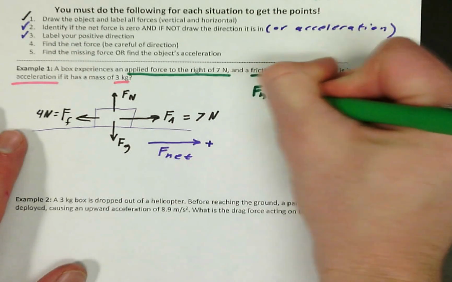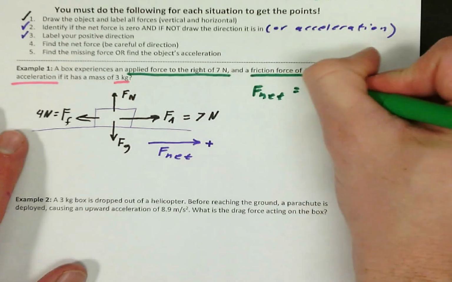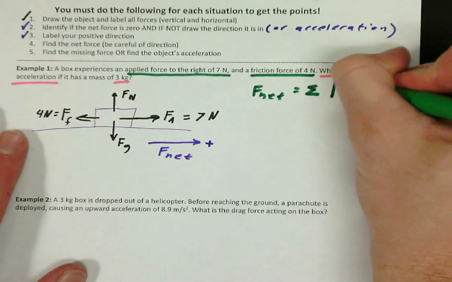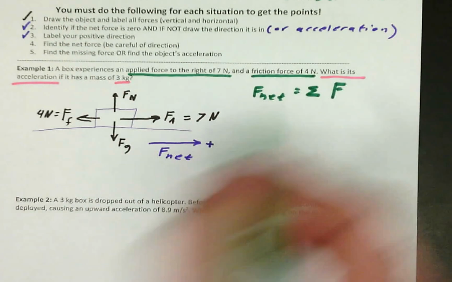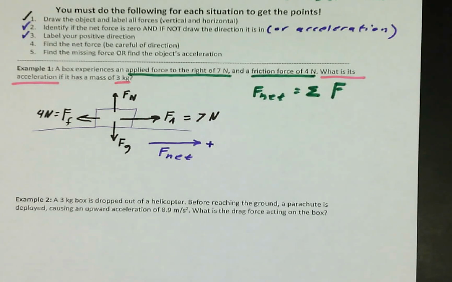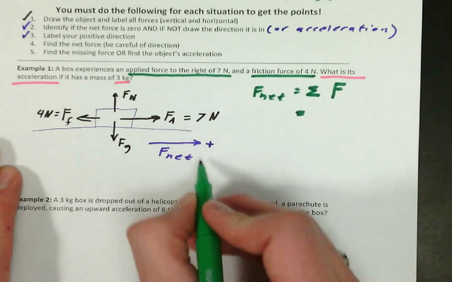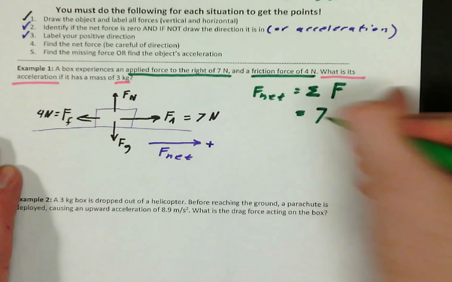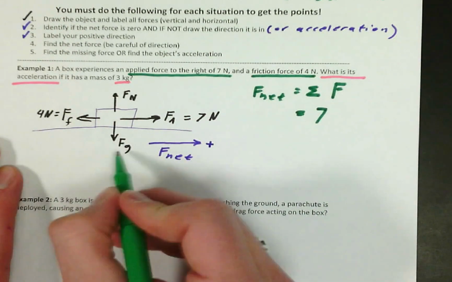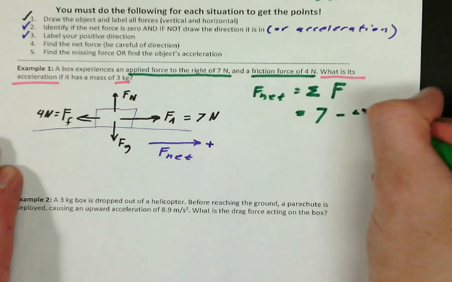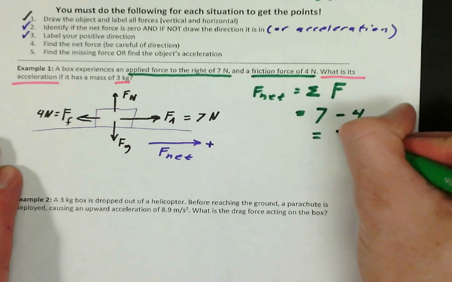F net equals sum of the forces. Again, it's the Greek letter sigma. It kind of looks like a sideways W. And all I have to do is add the forces. And the forces are 7 in the positive direction, 4 in the negative, so that would be minus 4. Gives me a net force of 3.